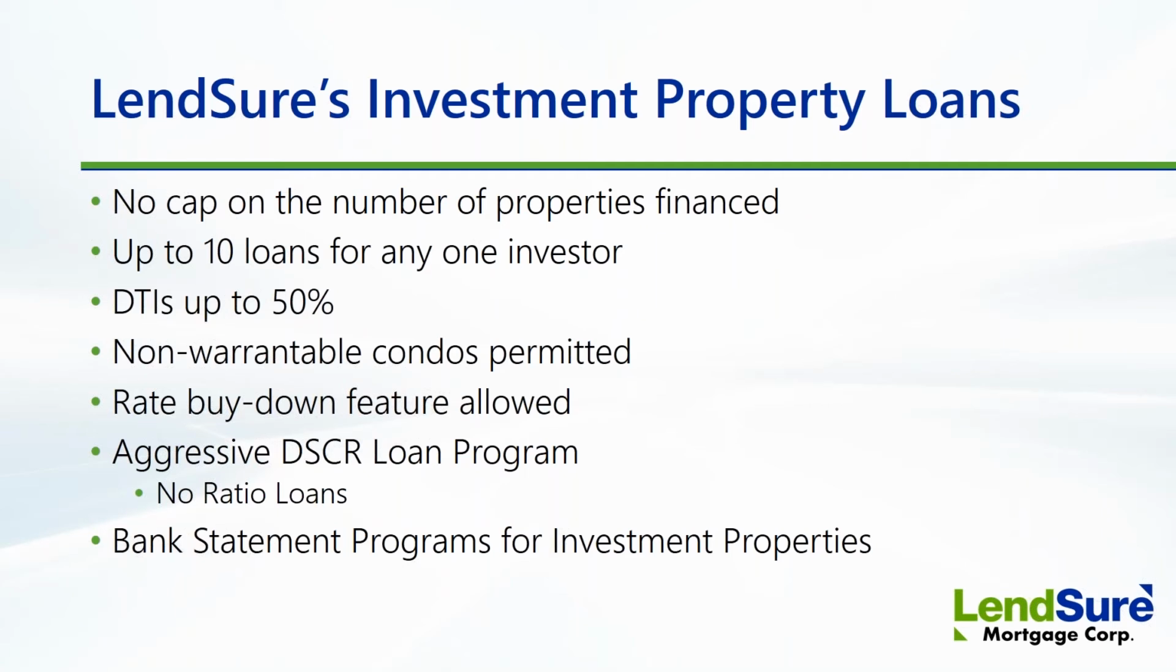So unlike Fannie Mae, we do not have a cap on the number of investment properties financed by one borrower. Fannie Mae's limit is 10. At LendSure, we will allow up to 10 loans to the same borrower. So for that borrower who has 30 properties, 15 of which are financed and 15 free and clear, we will do cash out loans on 10 of the free and clear properties. We also use a unique approach to calculating DTIs for loans with rental income/losses. And I'm going to walk you through some examples of that in a few moments.